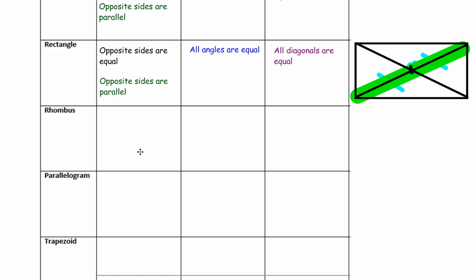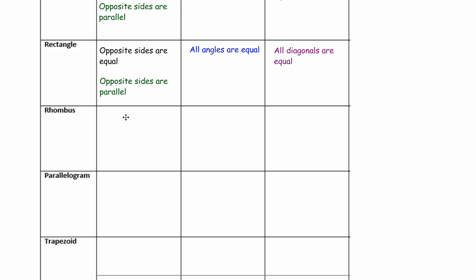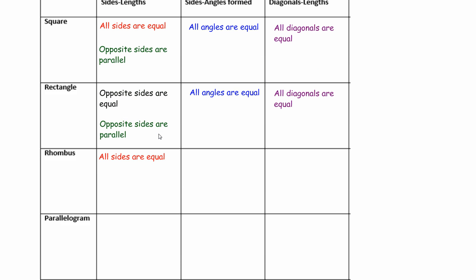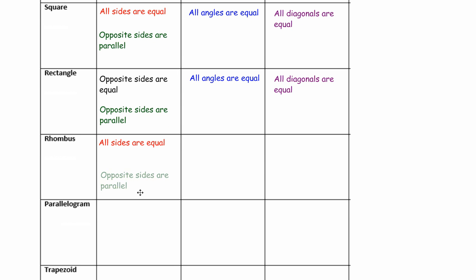Okay, next, let's talk about our rhombus. Remember now, a rhombus is a parallelogram whose sides are all equal. Remember, a square is a special type of rhombus. Opposite sides are parallel, which means it's a parallelogram. And all the diagonals bisect each other. In other words, we have a midpoint in our rhombus. So a rhombus is something sort of like this.